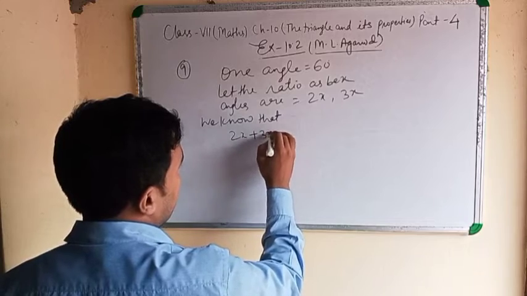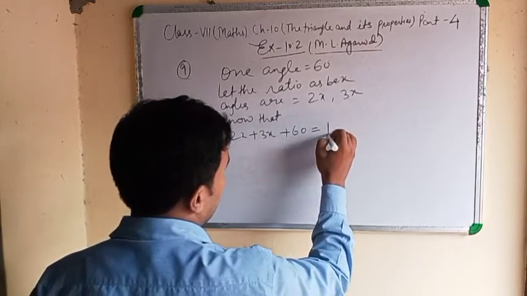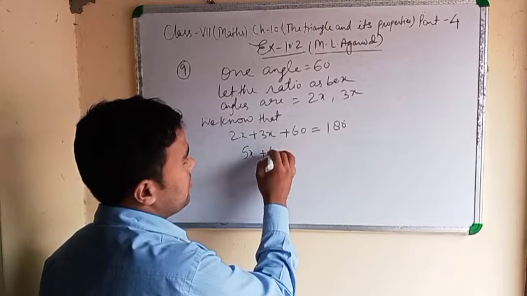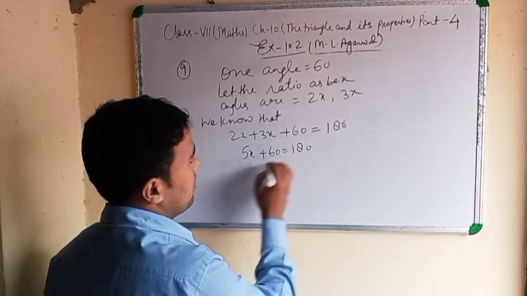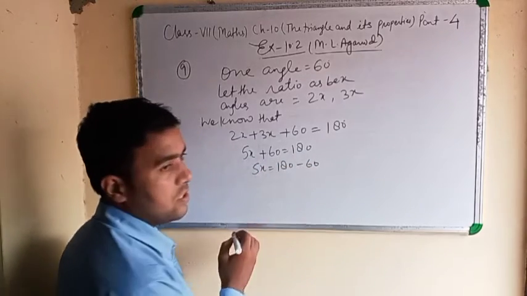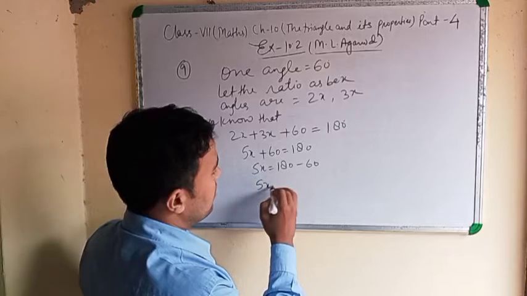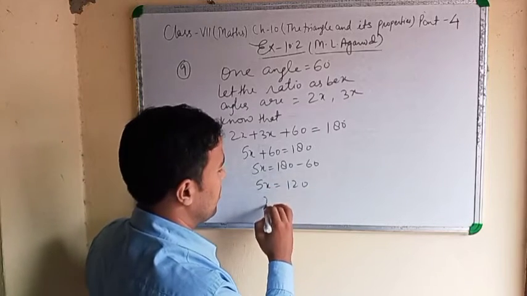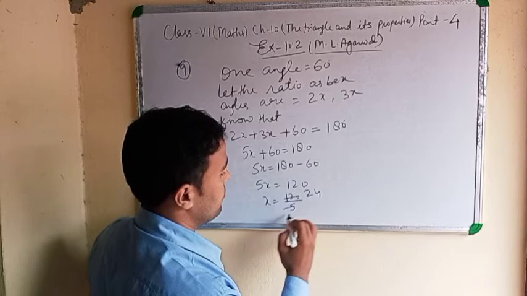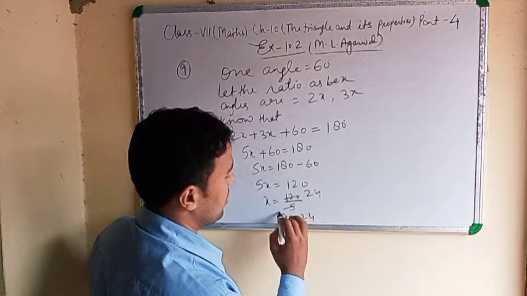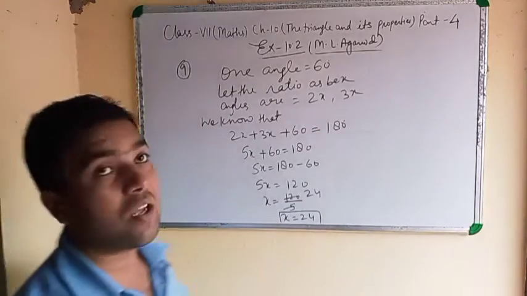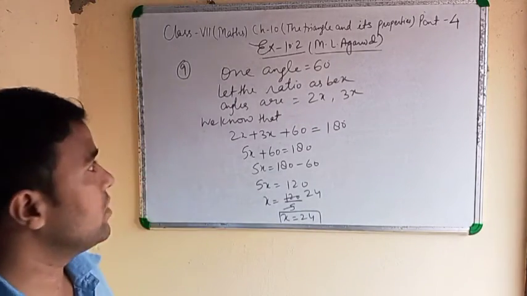2x plus 3x plus 60 equals 180. Clear? 5x plus 60 equals 180. 5x equals 180 minus 60. Then 5x equals 120. x equals 120 by 5. Then x equals 24. Clear? It is the value of x. It is not an angle value. Clear? Means what we have done.